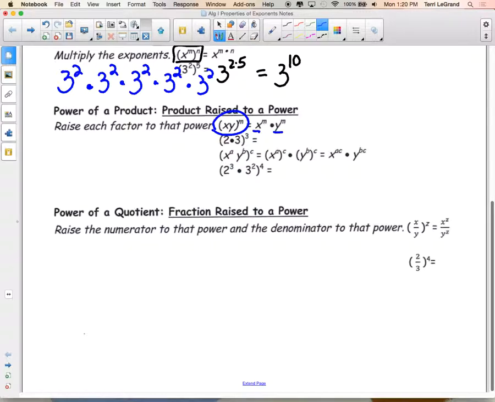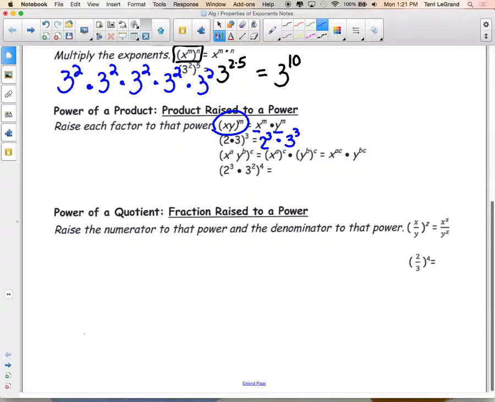So what would we do for 2 times 3, not simplifying within the parentheses right now? How would we apply that property to 2 times 3, raised to the 3rd power? Joe? 2 to the 3rd power, sorry. Okay. 2 to the 3rd power times 3 to the 3rd power.